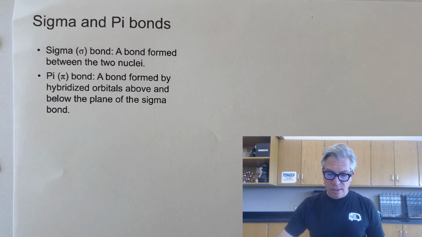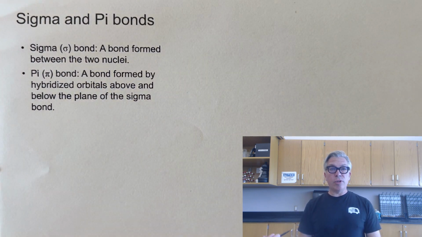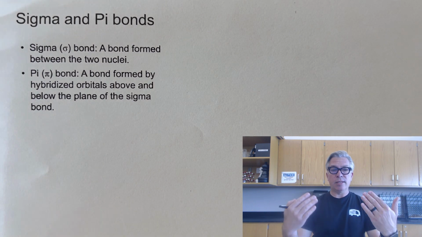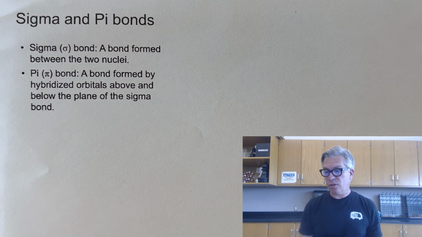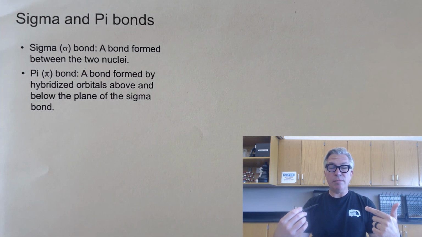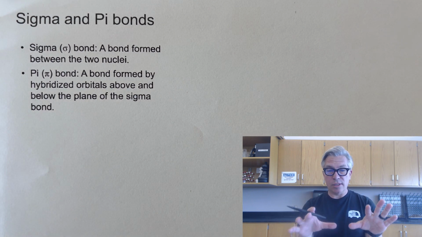So a sigma bond, before we look at a picture, is a bond formed between the two nuclei. So if I'm forming a chemical bond with another atom, there's electrons right between us, and that is our sigma bond, that pair of electrons. But if I want to make a pi bond, a second bond, that space in between me and the next atom is already being occupied by electrons, and they're going to repel any other electrons that get in there.